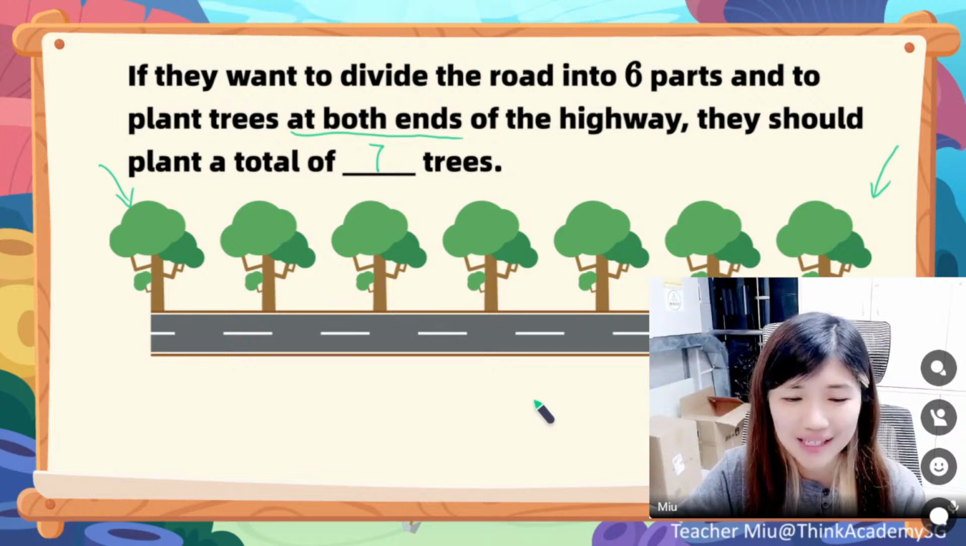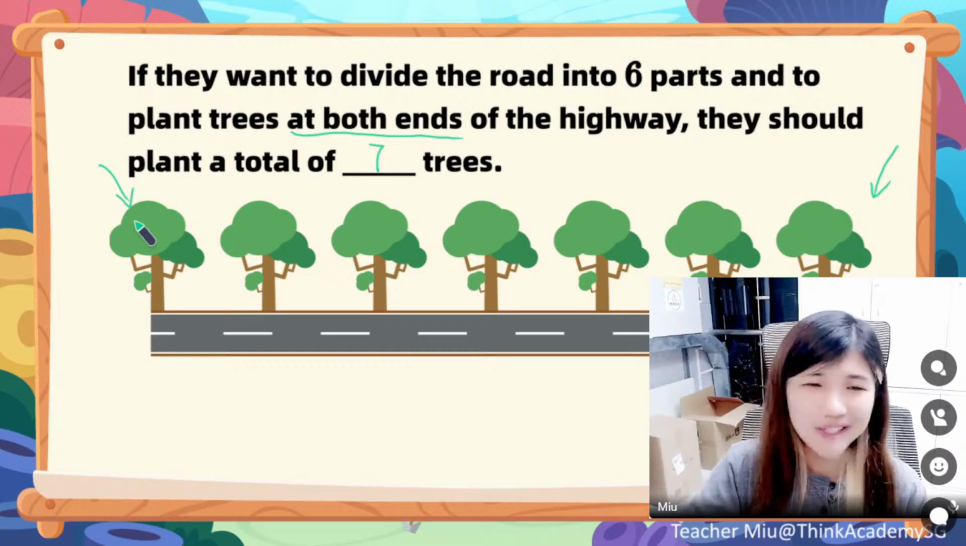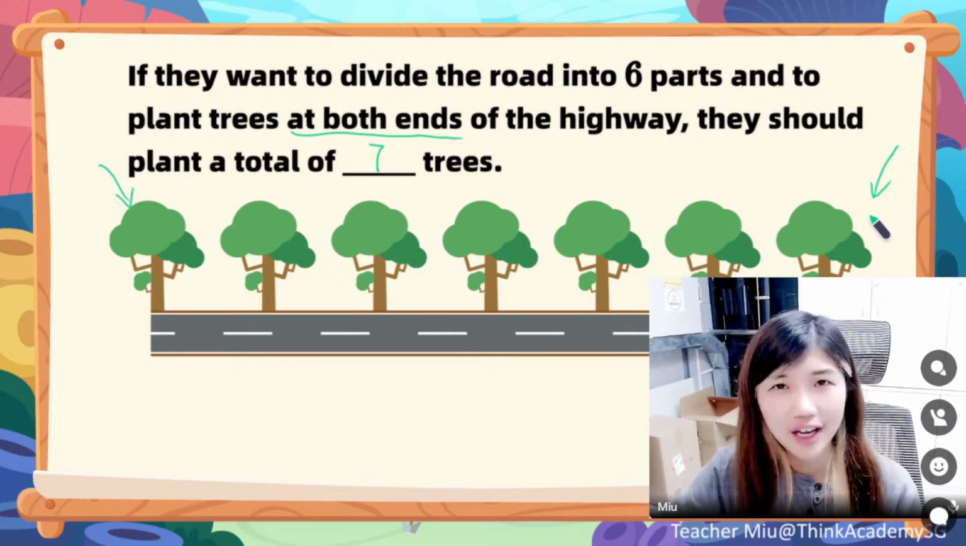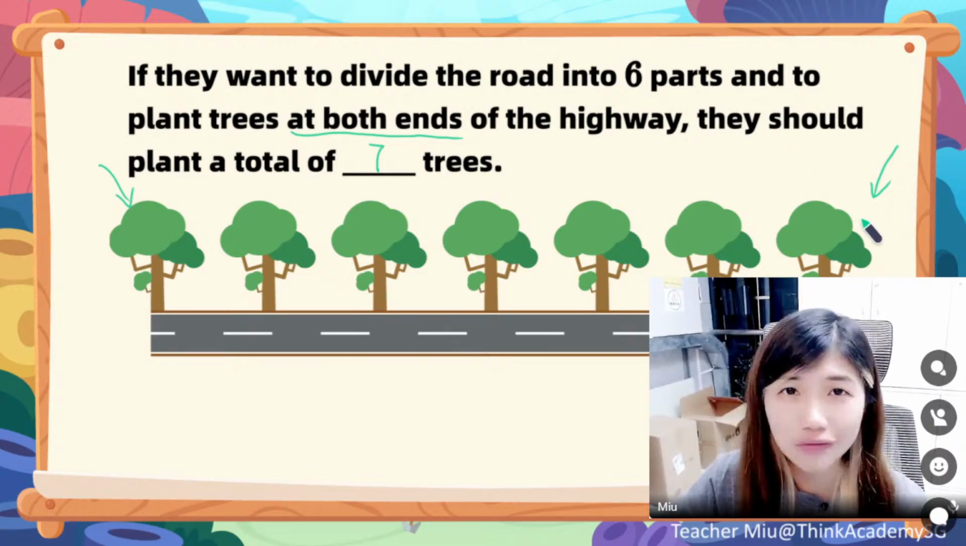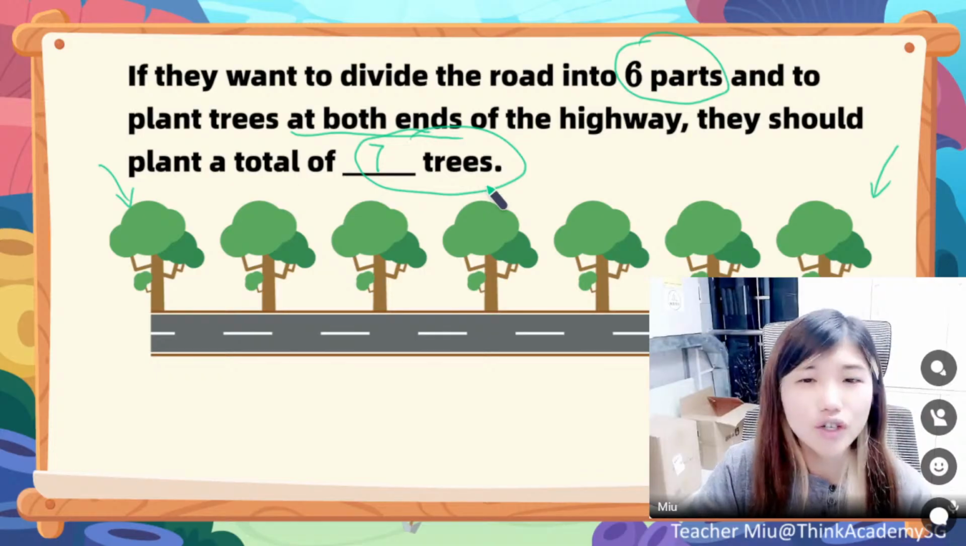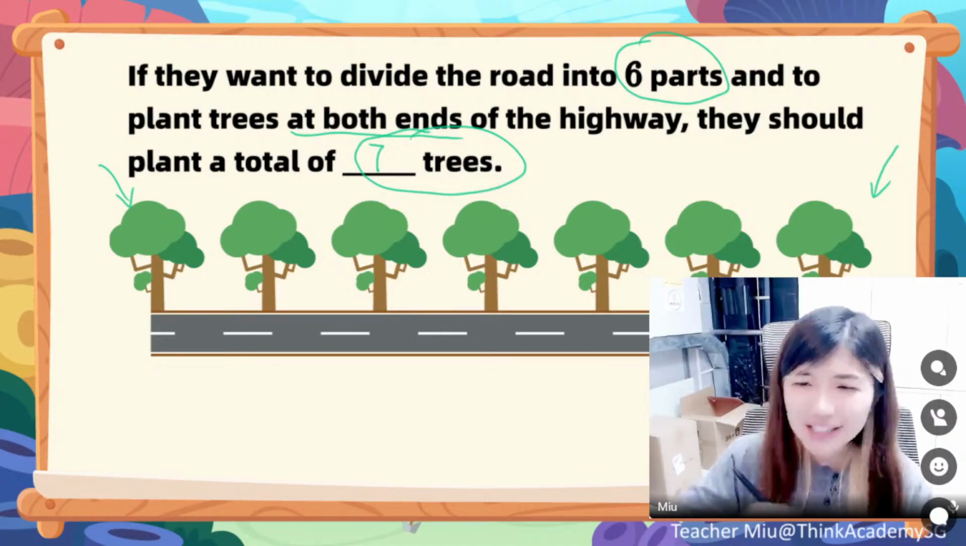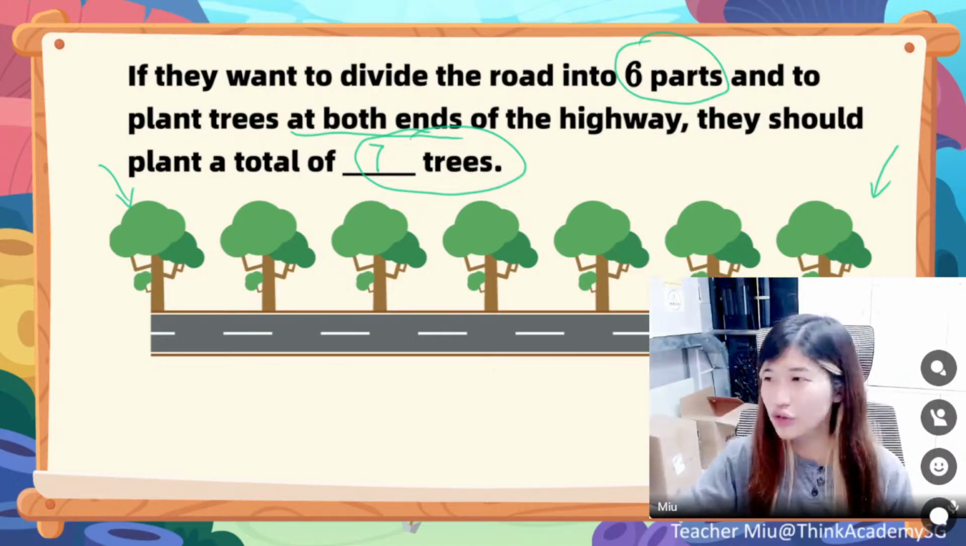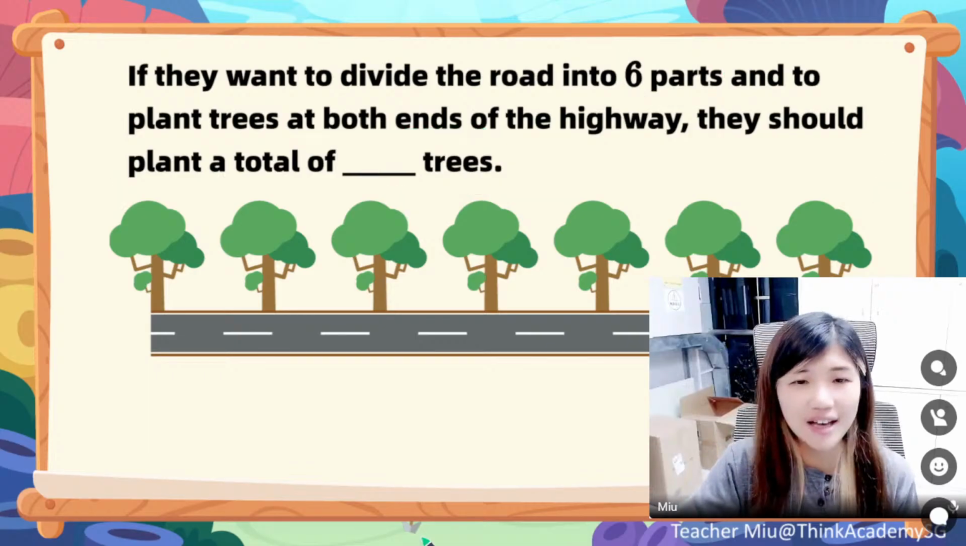I will ask this question again. When we start with a tree and end with a tree, which one is more? You have 6 intervals, but 7 trees. So the trees are more, right? Why are there more trees? Let me just show you. This is something very important in the interval problem.